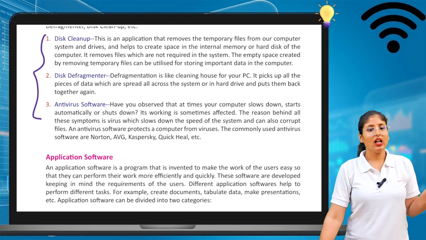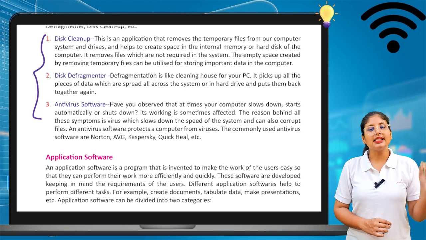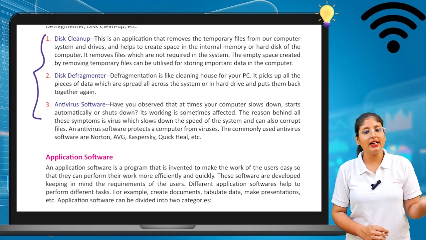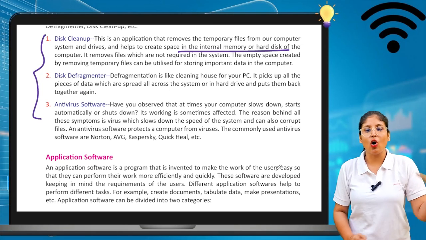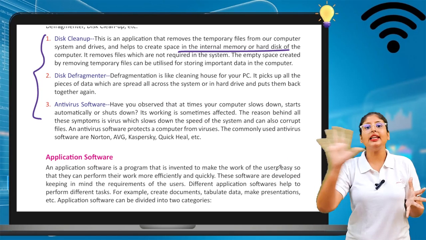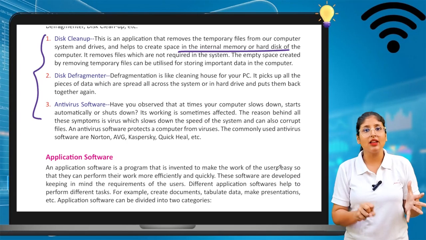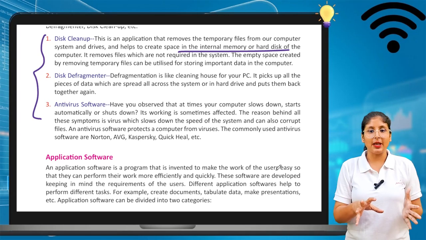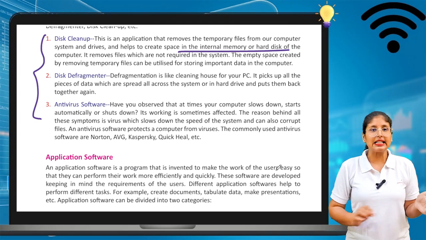First is disk cleanup. What does disk cleanup do? This is an application that removes temporary files from our computer system and drives and helps us create space in the internal memory or the hard disk of the computer. Cleanup means it deletes the temporary files that are in the computer to make space. To expand the space of the hard disk, disk cleanups are there.